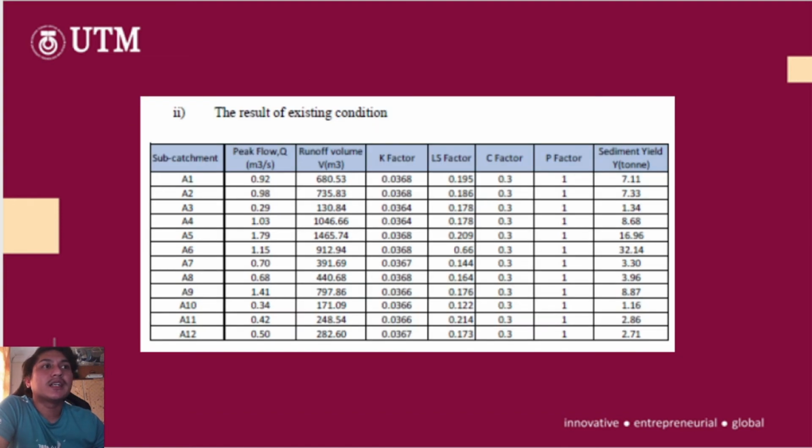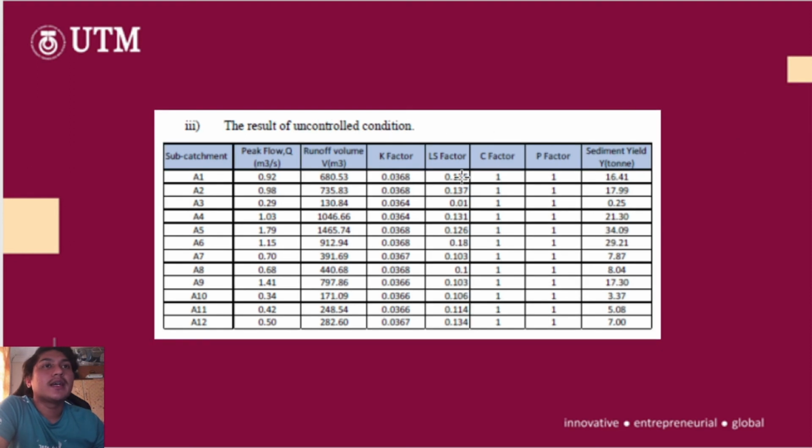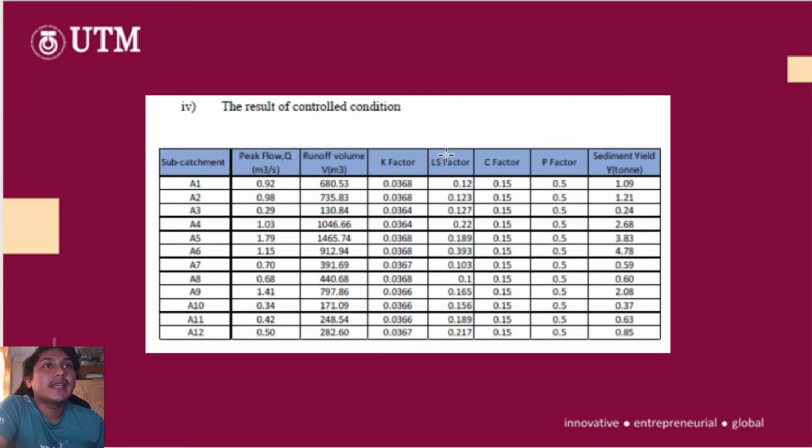So this is the calculation result for the existing condition. And then this is the result for the uncontrolled condition. The formula is the same, we use the same formula of sediment yield. And then this is the result for the controlled condition.